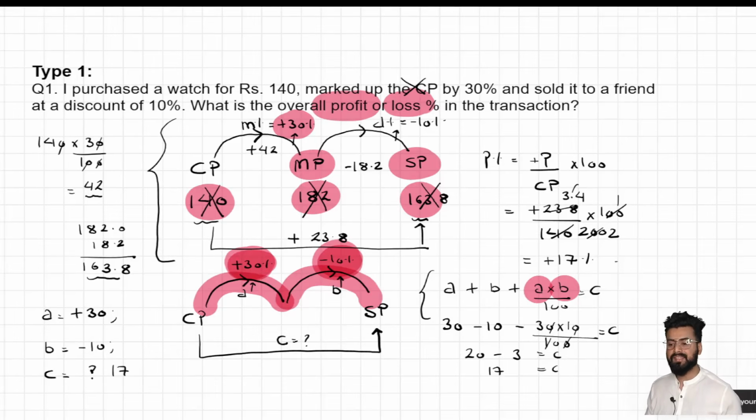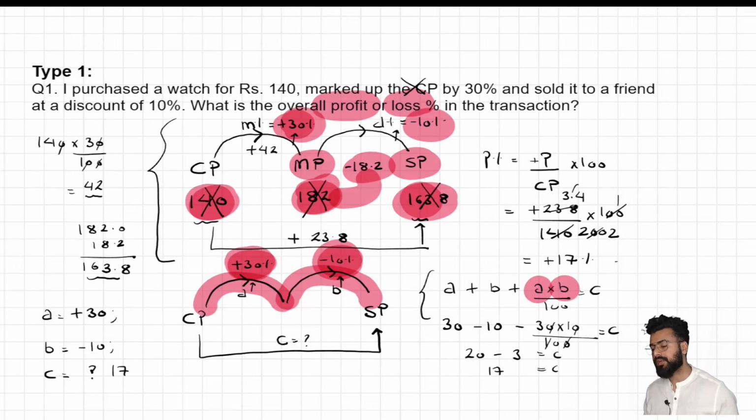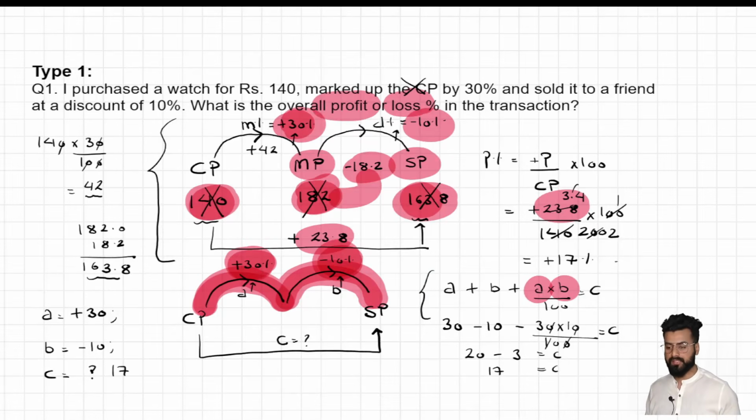involved in such unnecessary calculation, calculating 30% of 140 and then calculating 10% of 182. And then you are subtracting this from this, getting this answer 163.8, and then to calculate profit or loss, you are doing this decimal calculation, right? So this unnecessary work is not required. All you need to realize is, okay, the changes are happening one after another, and therefore I can apply successive percentage change rule here.